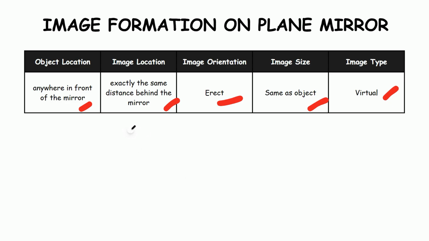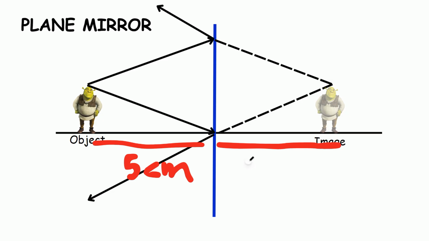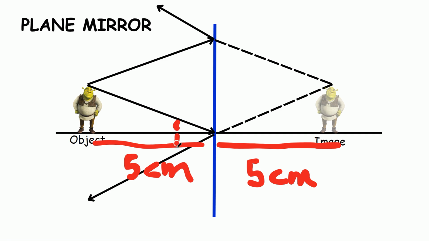So basically, if the object distance is 5 cm, then your image distance is also 5 cm. So more or less equal. The plane mirror is the best at following the law of reflection.